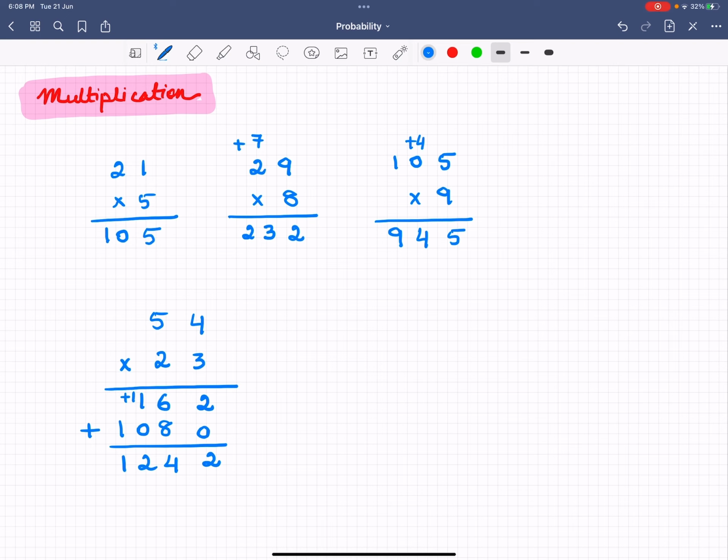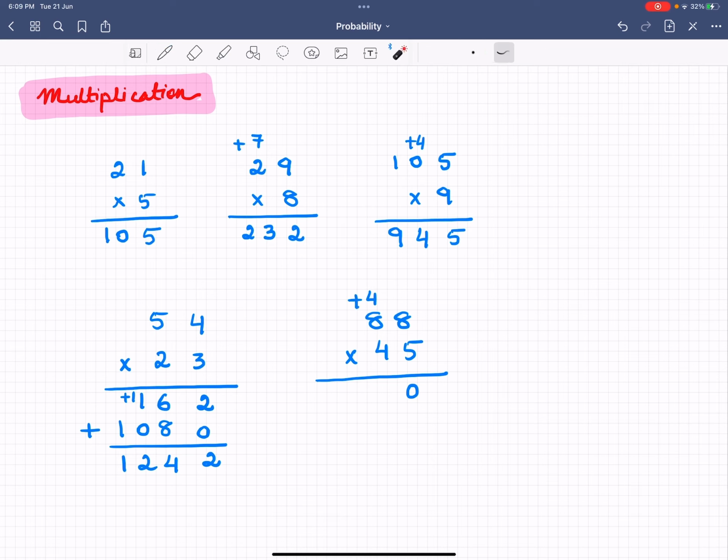Let's do one more multiplication. Maybe the students can try this. Let's try 88 into 45. Now the students can pause the video and try this. Once they are done, then they can check the answer. So let's start with multiplying 5 and 8. 5 times 8 gives us 40. 40 is 2 digits, so the 0 comes here and the 4 goes here.